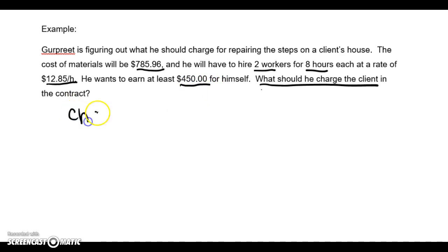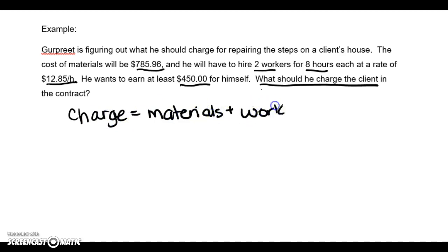So what he should charge should be equal to the cost of the materials plus his workers plus himself. So what he's paying himself there. Okay. So we know the cost of materials was $785.96. Awesome. But we do need to figure out how much he's going to be paying his workers. So step number 1 here is let's first find out how much he's going to be paying his workers. So he has 2 workers, each at a rate of $12.85 per hour.